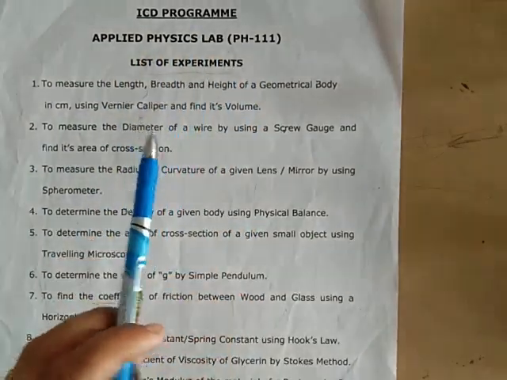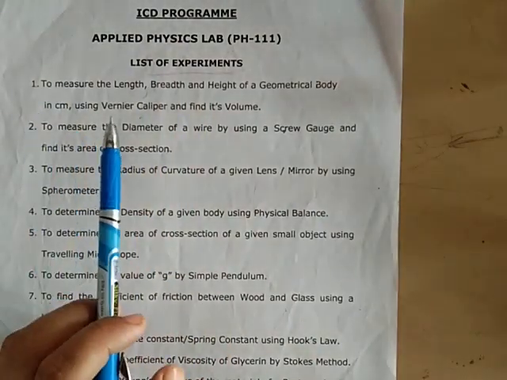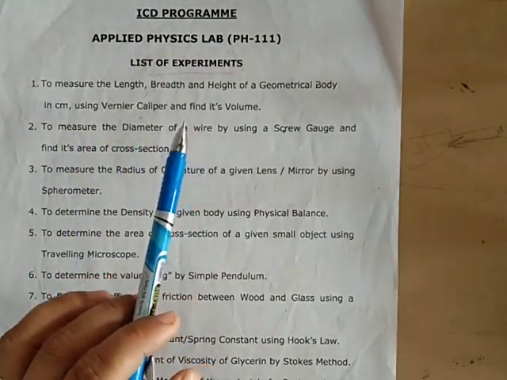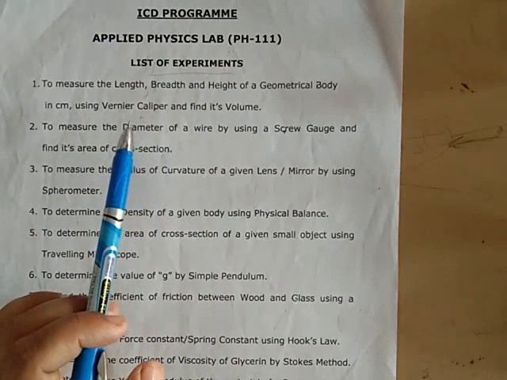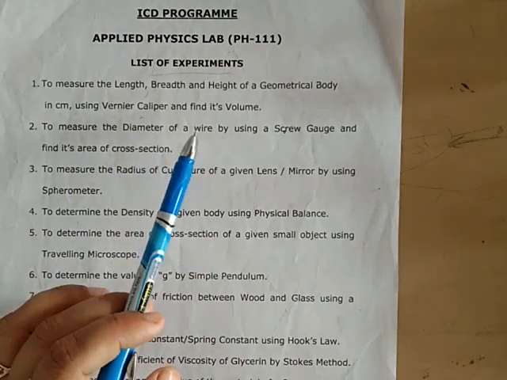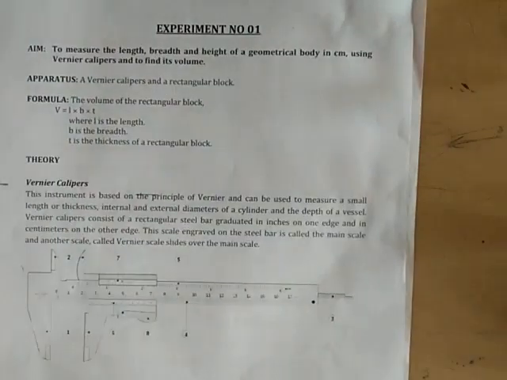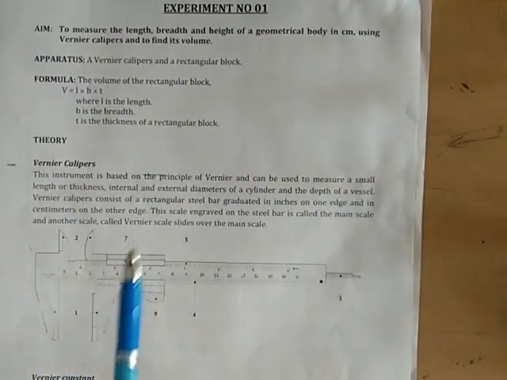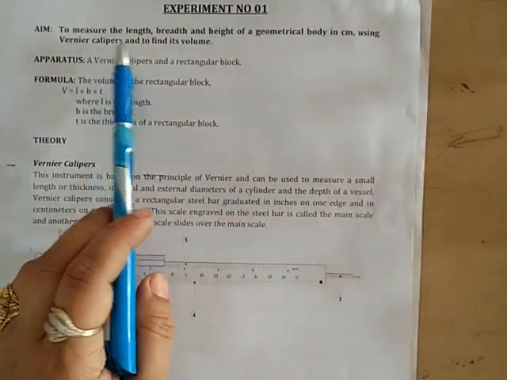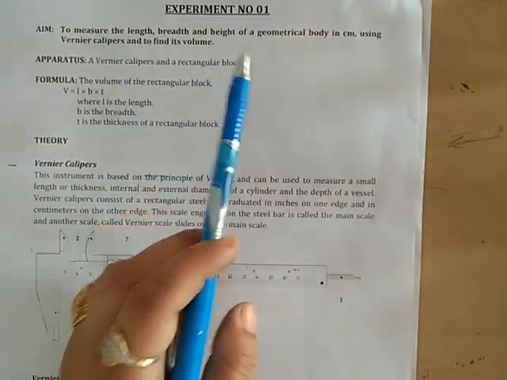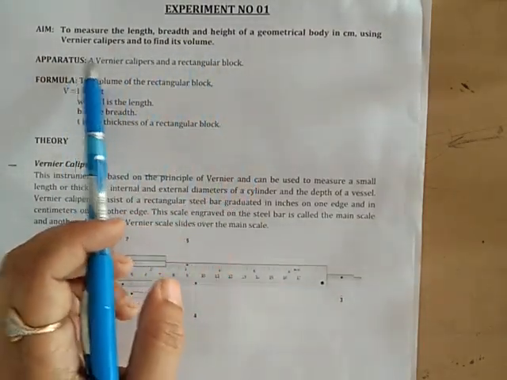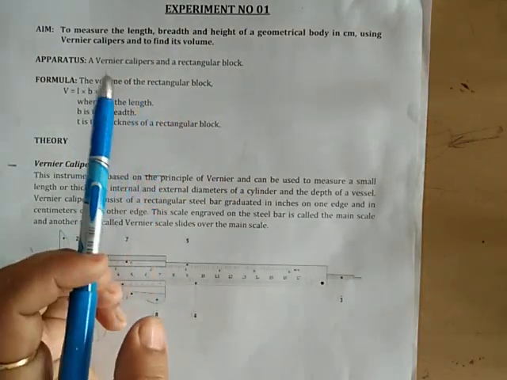List of experiment to measure. First experiment is to measure the length, breadth and height of a geometrical body in centimeters using vernier caliper and find its volume. So our aim is to measure the length, breadth and height of a geometrical body in centimeter using vernier caliper, find its volume.